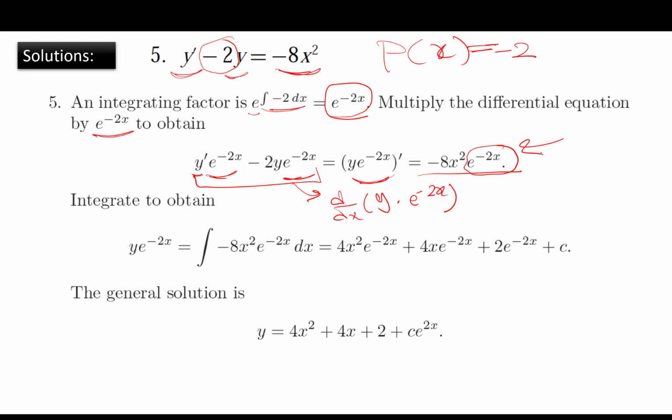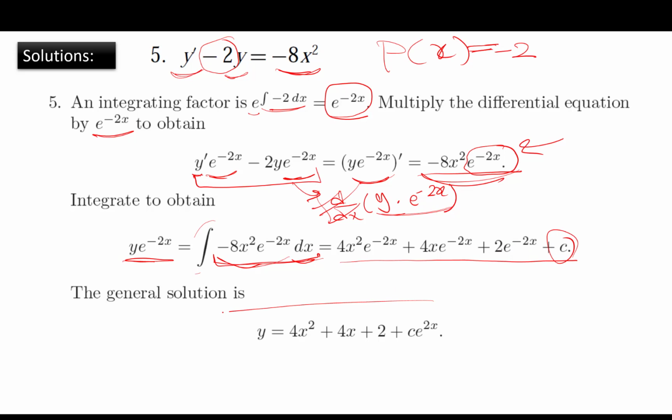So after integration, the integration would cancel the derivative here, and we are going to find y e to the minus 2x equals the integral of the right hand side here, dx, which is this form. This is a simple integration for you. It is going to yield these terms: 4x squared e to the minus 2x plus 4x e to the minus 2x plus 2e to the minus 2x plus a constant, and then the general solution is going to be this one: 4x squared plus 4x plus 2 plus c e to the 2x. This is the general solution.